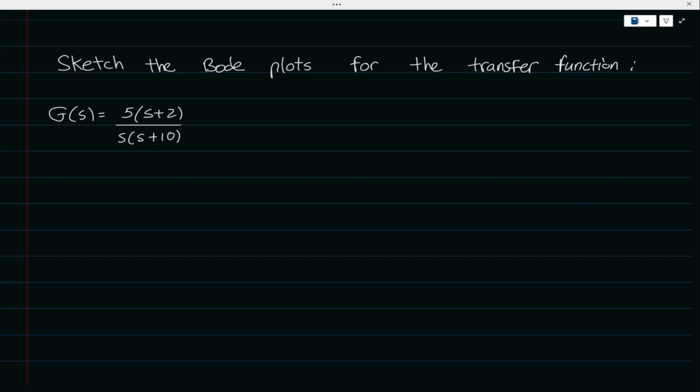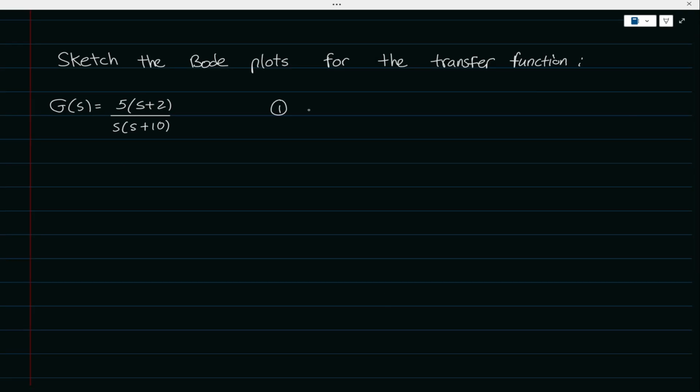But before we do so, we should know that Bode plots are usually used for analyzing the frequency response of a transfer function. Sometimes whenever we design a microcontroller, we need it to meet certain specifications, or specs. And in order to do so, we need to analyze the frequency response. So let's talk about how we can sketch the Bode plot for a given transfer function.